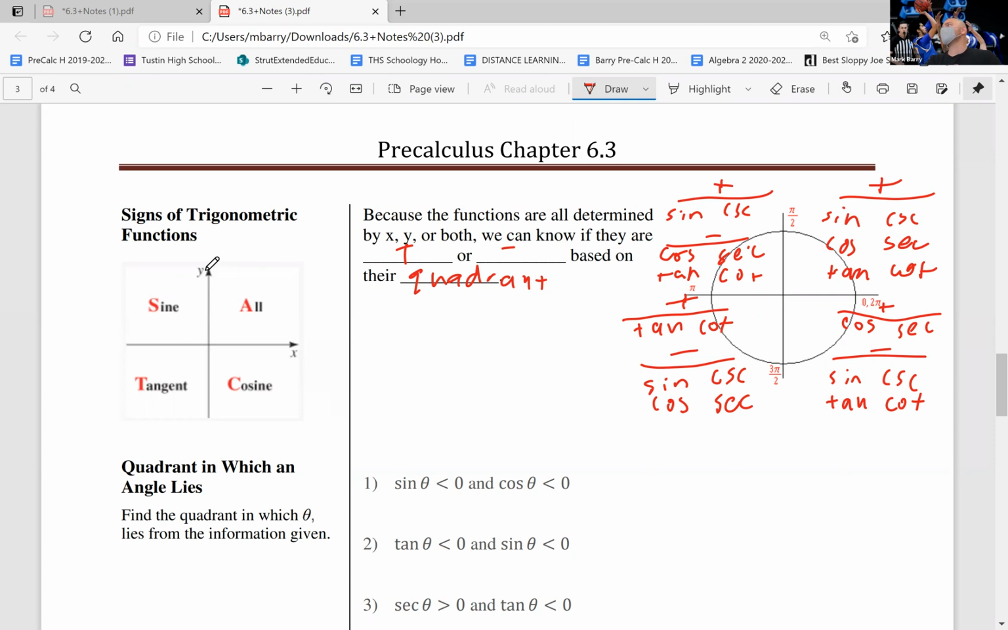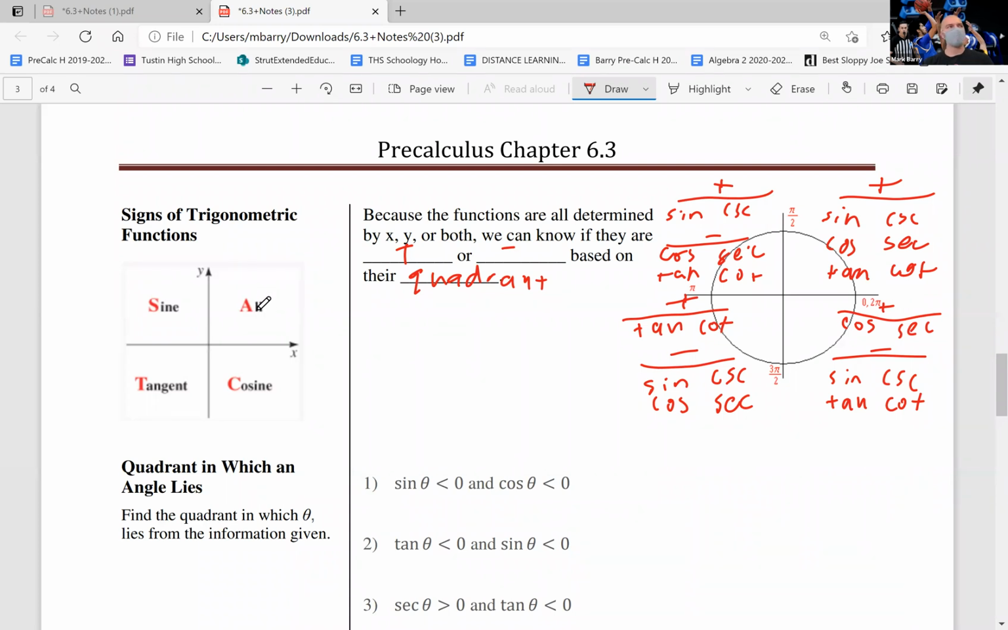Now, there's a lot easier way to remember this, and that's written over here. They say ASTC. A popular way that people remember this is they say all students take calculus. Now, I know that that's not exactly true, but I hope it's true. Even if you don't take calculus here at Tustin High, you can take it in college, right? So all students take calculus. It reminds you of ASTC. And what that tells you is which of the normal 3 trig functions is positive, okay?